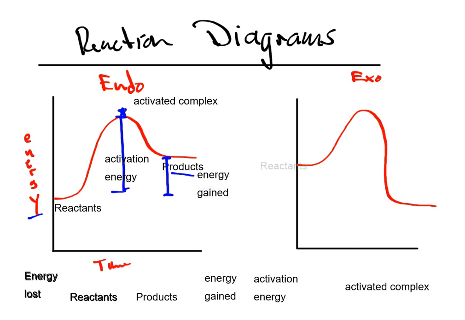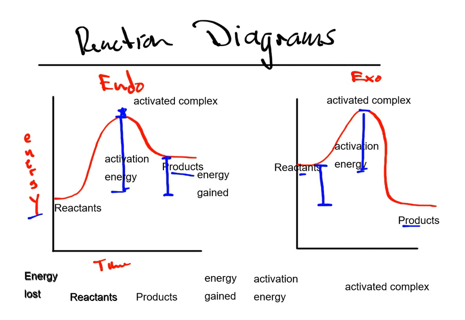Now, exothermic, it's almost exactly the same. We still start with reactants. We still end with products. We still have the activated complex at the top. And we still had to add activation energy for this process to happen. Let me put the little bar here, so that measures my activation energy. The only difference now is my products are lower than my reactants. So the distance from here to here would be the measurement of my energy loss.